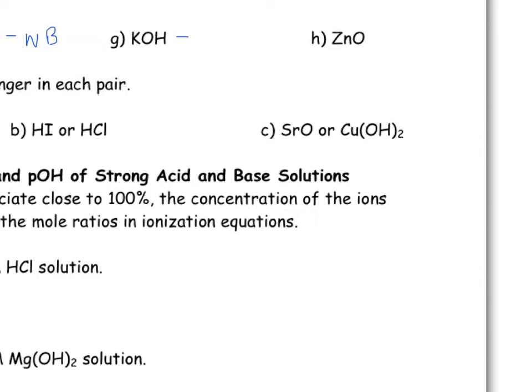KOH. It is a strong base because potassium is in group 1. And finally, zinc oxide. It is a weak base because it's an oxide with a metal not in group 1 or 2.